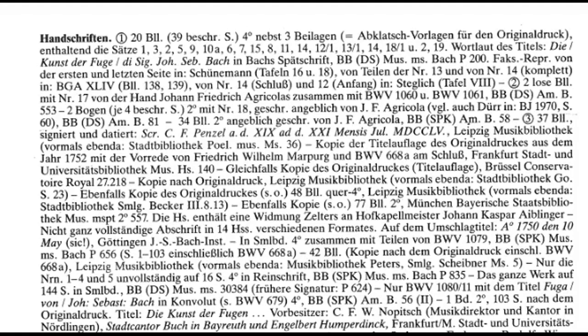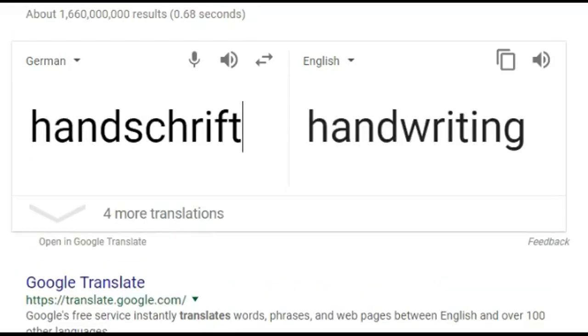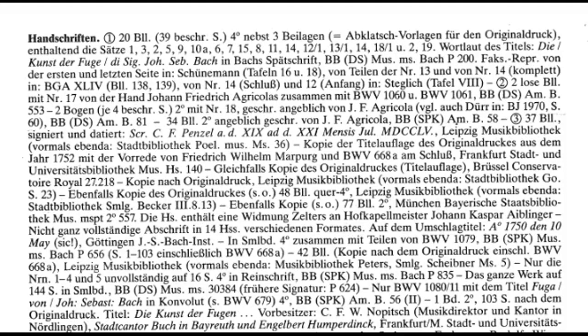There is information on manuscript sources, with sections labeled according to the following system. The number 1 refers to the autograph. By autograph, we mean a manuscript in the composer's own hand. The number 2 refers to copies made in the first half of the 18th century. The number 3 refers to copies made in the second half of the 18th century.